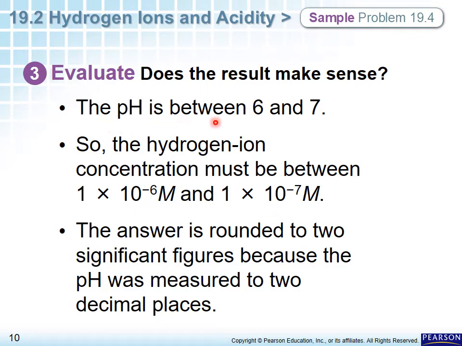So the pH is between 6 and 7. So the hydrogen ion concentration must be between 1 times 10 power negative 6 molar and 1.0 times 10 power negative 7 molar. The answer is rounded off to two significant figures because pH has been measured to 2 decimal places.